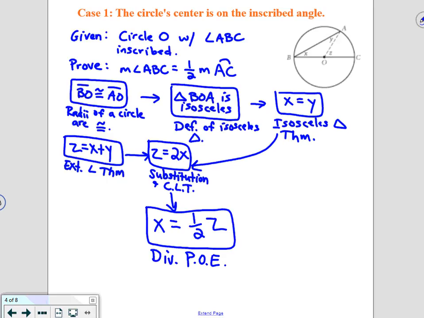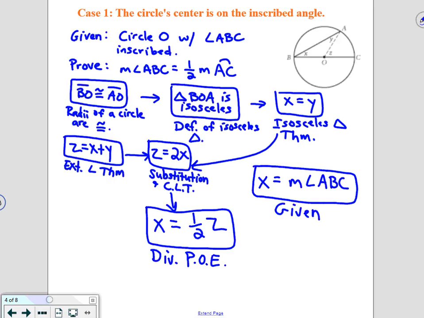Alright, so now we're pretty much done with the proof. We've shown what we want to show, but now let's sort of clean things up. We know that x is equal to, in our diagram, the measure of angle ABC. And that really is just given information based on how we set up our diagram. And we know that z is equal to the measure of arc AC. That is by the definition of arc measure.